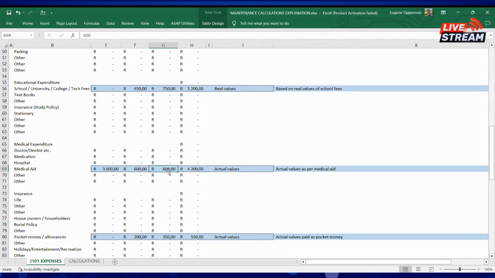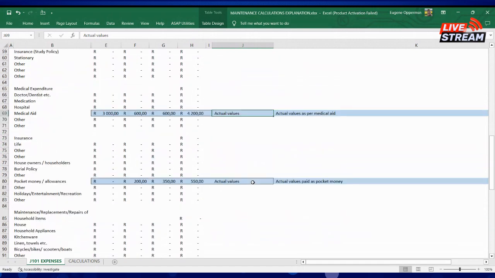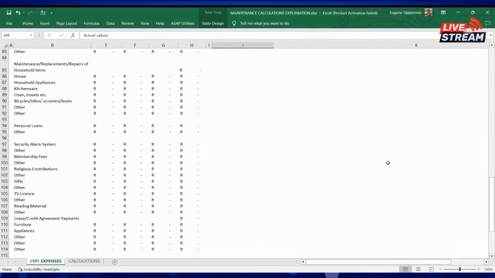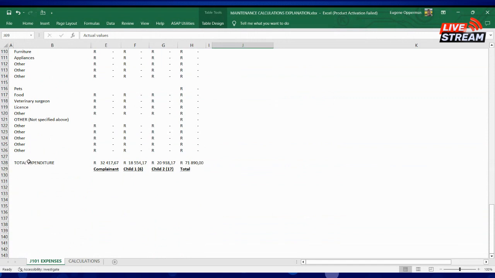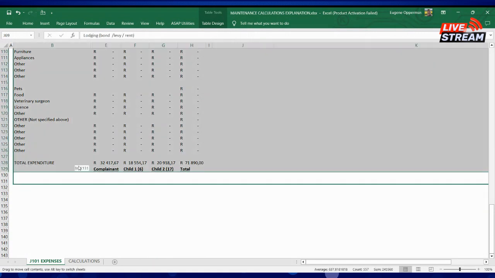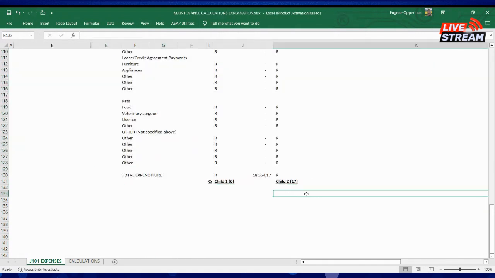You include those real figures, and then you state under the comment section how it was calculated. It is the actual figures, the actual values of the medical aid. Same goes, for example, for pocket money. And then at the end, you get to the total column, which is obviously where you want to get to.